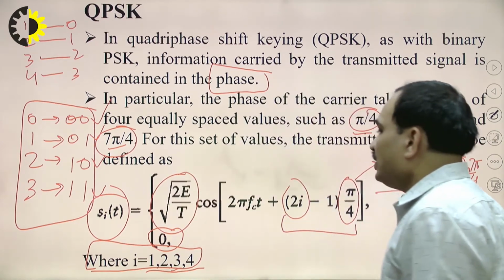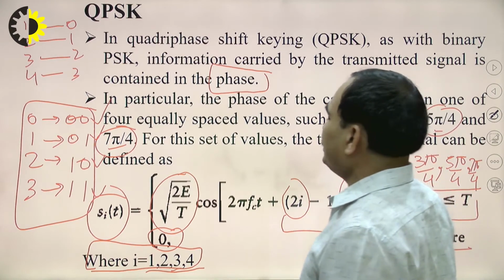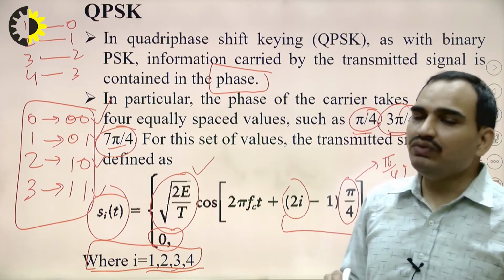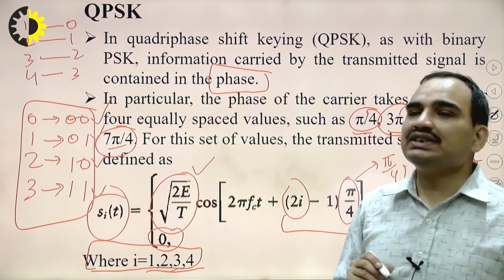I've already explained in the previous lecture that the amplitude is nothing but the relation between the energy and the amplitude when you are considering cos of omega ct as a carrier.